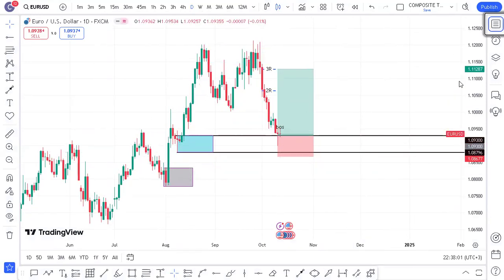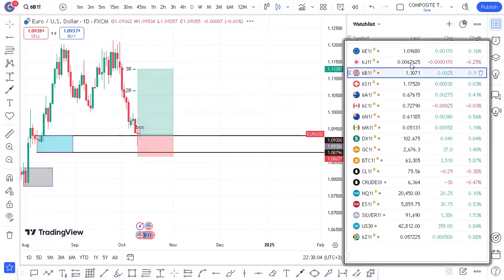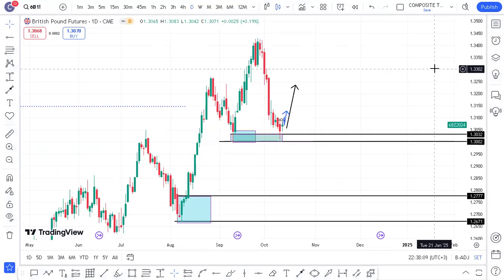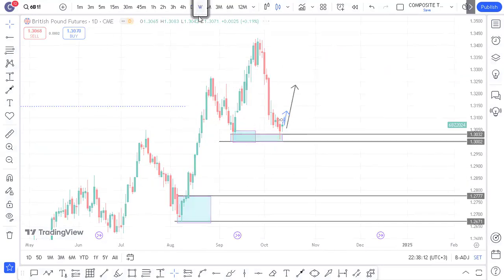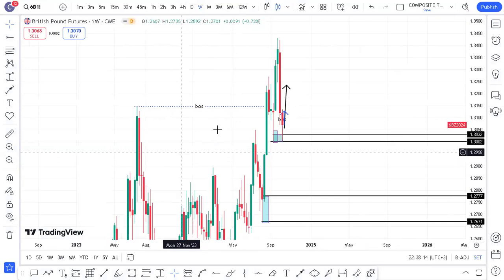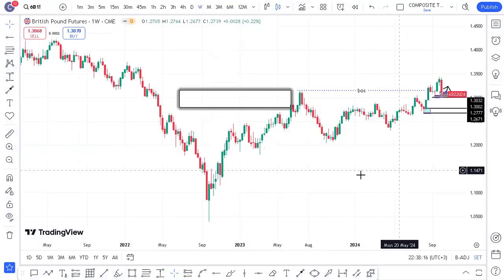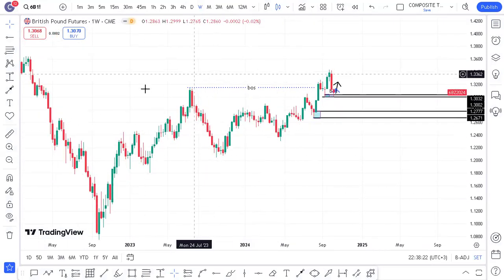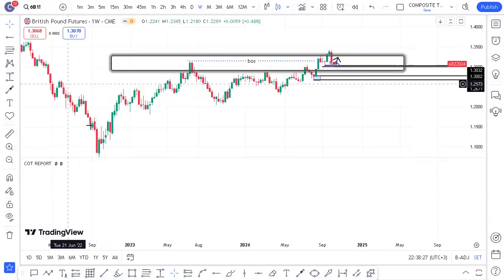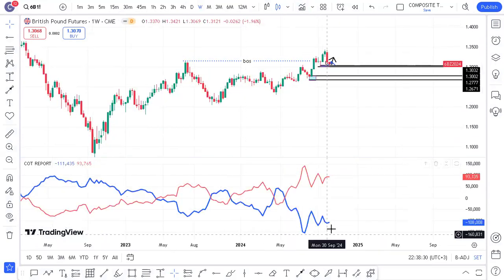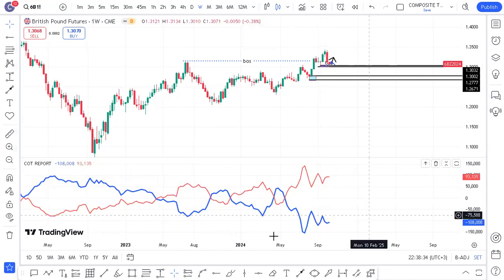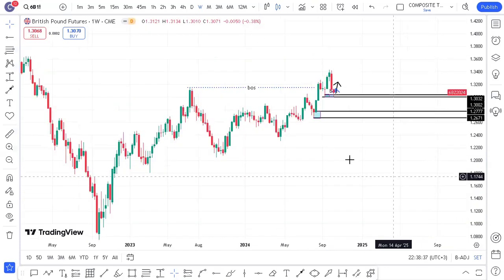So let's go to the pound. We have done some analysis with my community, so it's just an update here, because I don't want to start again because of time, and also my internet is unstable right now. This is the future pound. On the weekly time frame, it's been bullish. But let's look at what commercials are doing here. Commercials are still bearish, retailers are still bullish. So on this pair we expect to continue pushing to the downside.